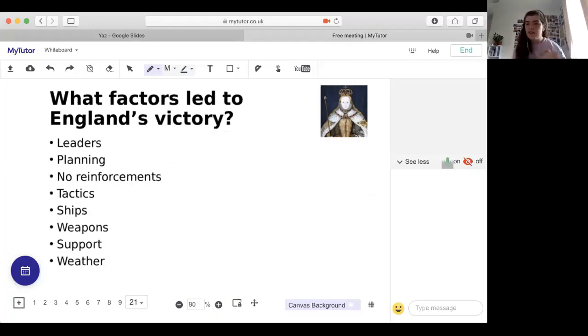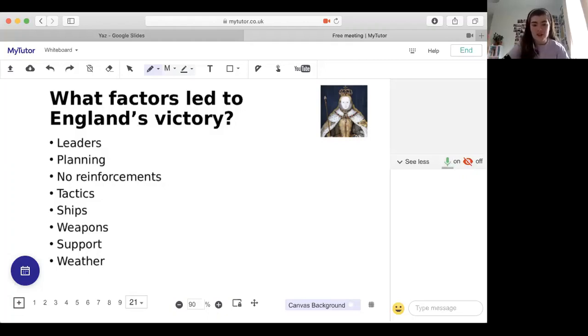So what factors led to England's victory? First up, leaders. The Duke of Medina Sidonia led the Spanish fleet, but he was inexperienced in naval battle and made fatal errors in his planning and his tactics. For example, the pivotal point of Spain's tactics was this formation, which was then scattered by the fire ships, and he didn't have the flexibility to cope with that. Whereas the English had an equally inexperienced leader, but they also had Drake and Hawkins to help.